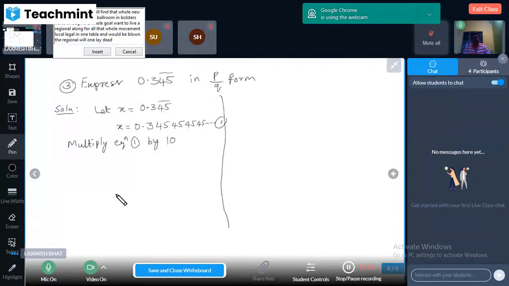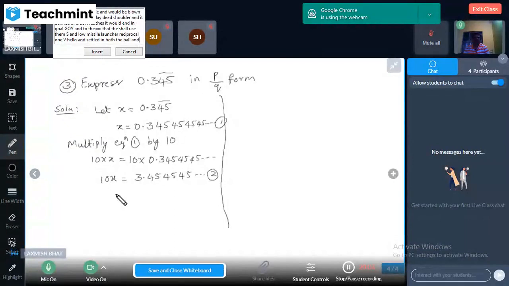So we will get 10 into x, which is equal to 10 into 0.3454545... So it is 10x, and the decimal point should be shifted 1 place to the right side. Okay, it becomes 3.454545... Take it as equation number 2.